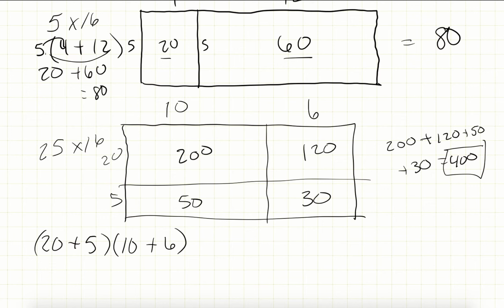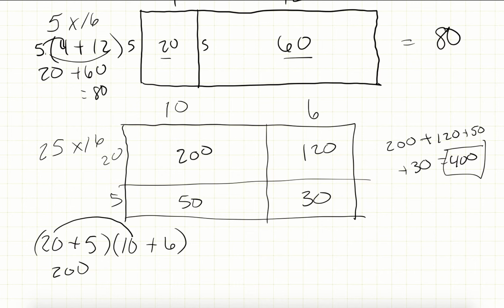So what did I do first? Remember, I did 20 times 10. So I multiplied 20 times 10 to get 200. Then what did I do? I did 20 times 6, and I got this 120.